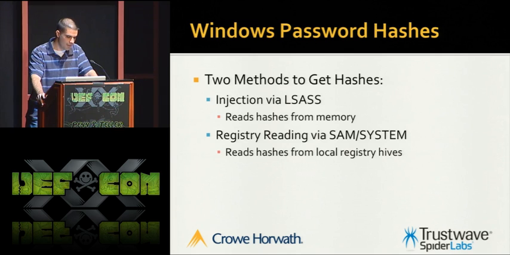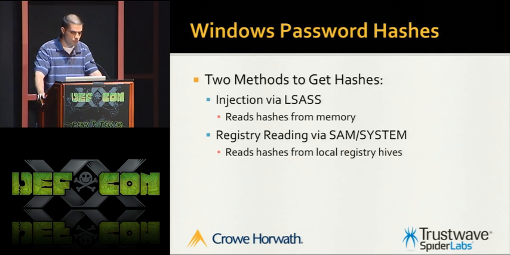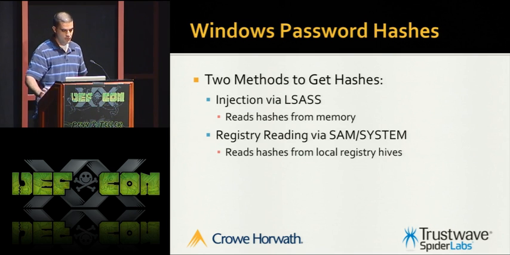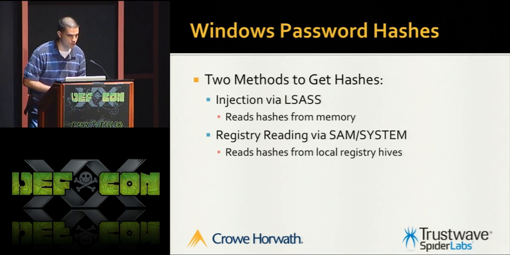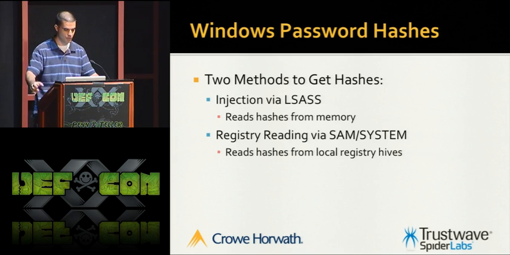The other method is to read the hashes out of the SAM and system registry hives. Tools that do this are Metasploit's hashdump script, samdump2, and a few others that we'll talk about.